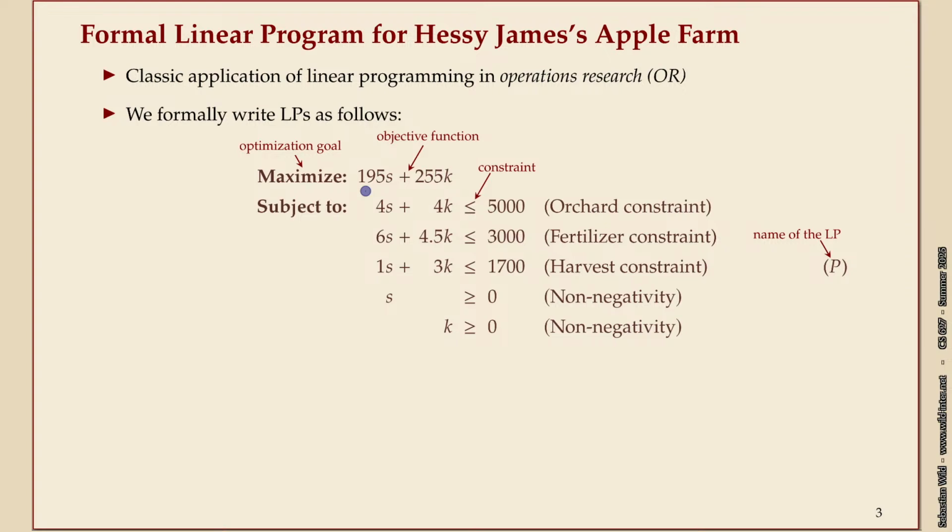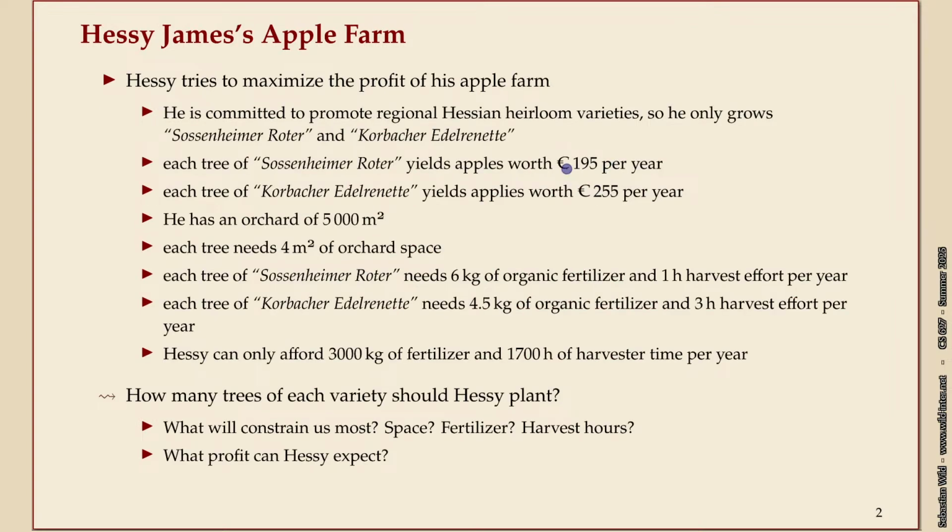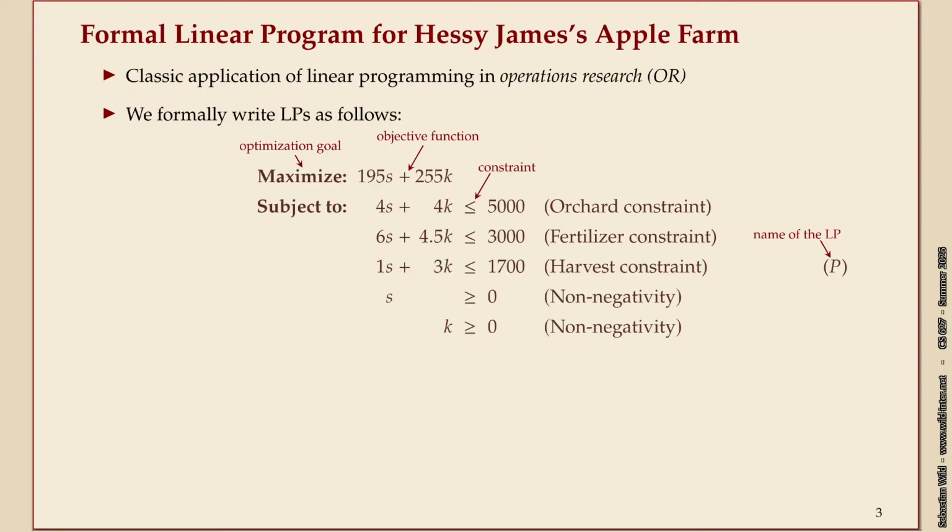We're trying to maximize the profit, which is 195, or maybe you have to go back once in a while for the numbers. 195 for each type S tree and 255 for each type K tree. So I'm just picking two variables, S and K, for the number of trees of type S and the number of trees of type K. And then we have some constraints.